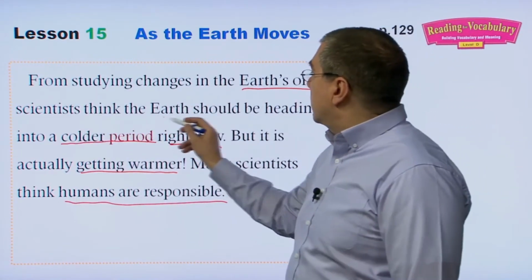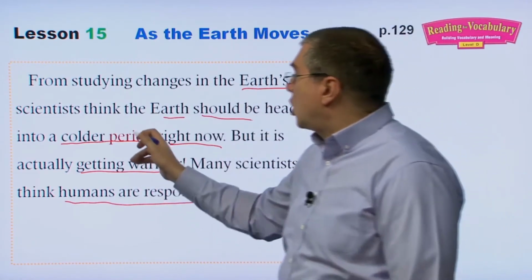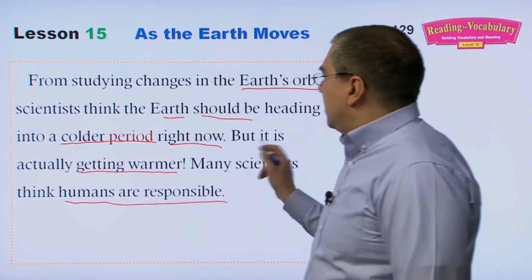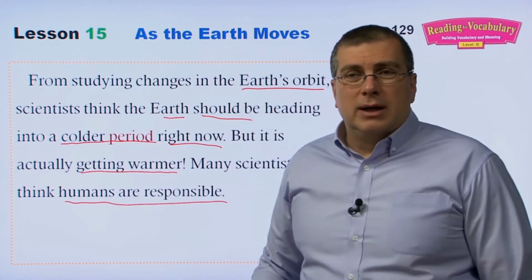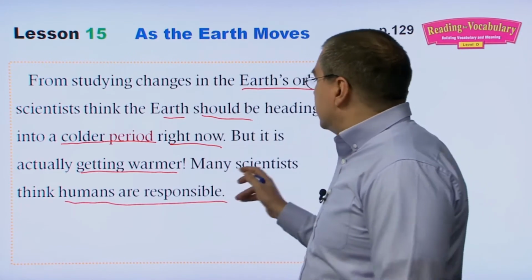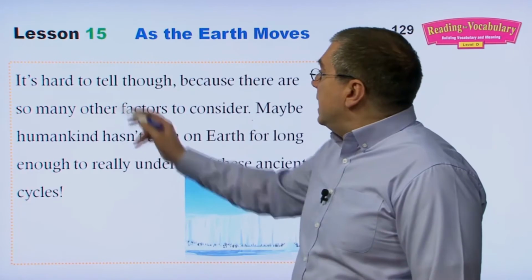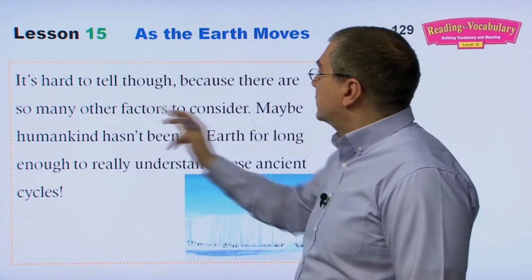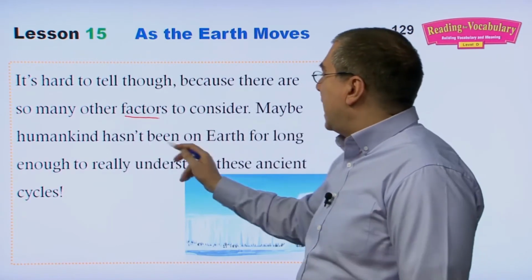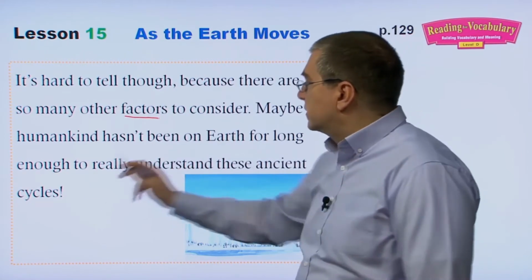So scientists think the Earth should be going into a colder period right now. So the ice age is coming, right? But it's actually getting warmer. So scientists think, you know, the Earth should be getting colder, but actually it's getting warmer. So many scientists think humans are responsible, okay? It's hard to tell though, because there are so many other factors to consider. Maybe humankind hasn't been on Earth for long enough to really understand these ancient cycles.